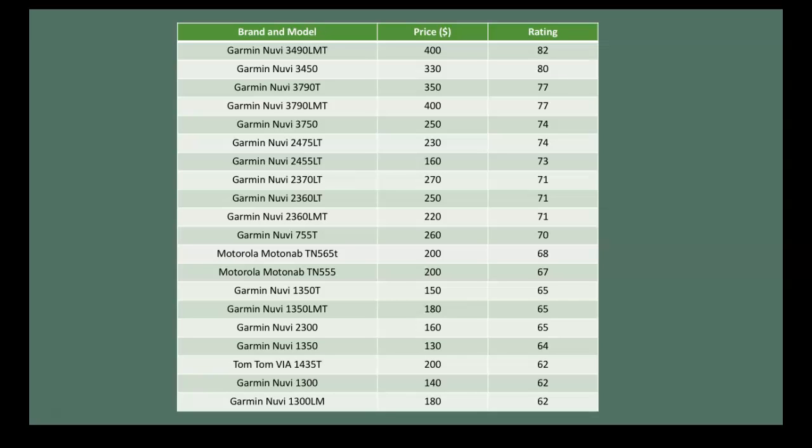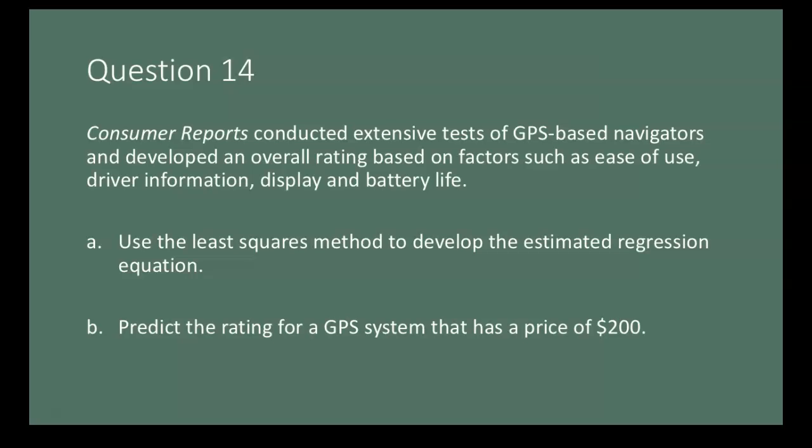I would recommend taking a picture with your phone or taking a screenshot right now so that way you have all of this data as we are working through this problem. So you'll notice we have all of these different GPS navigators. We have their prices and we have this rating that they found. So we're going to use all of that information to develop the estimated regression equation, and then we can predict the rating for a GPS system that has a price of $200.